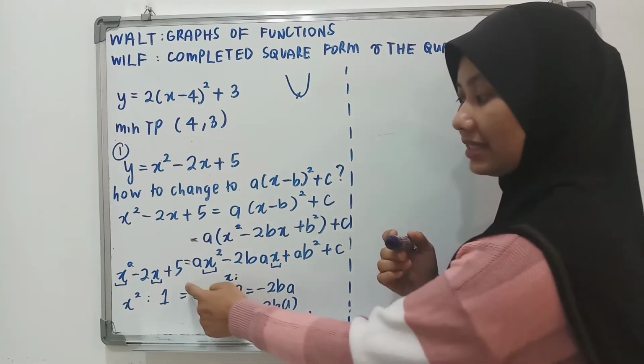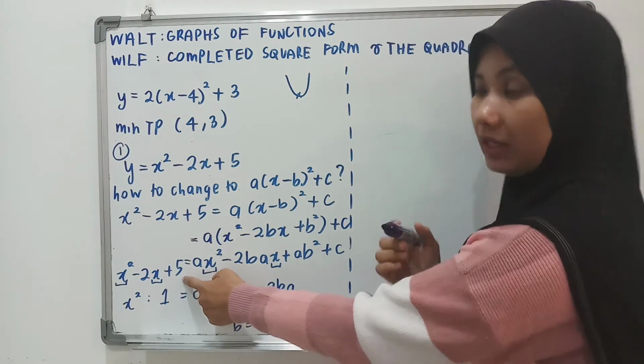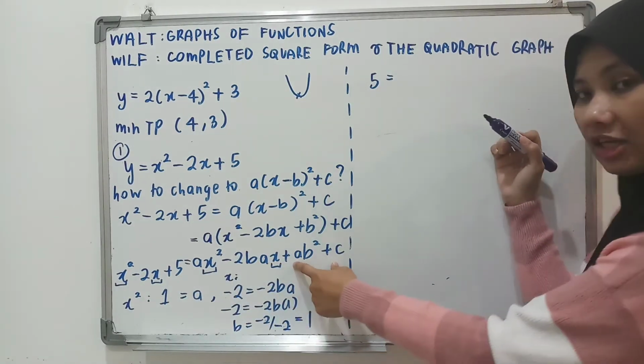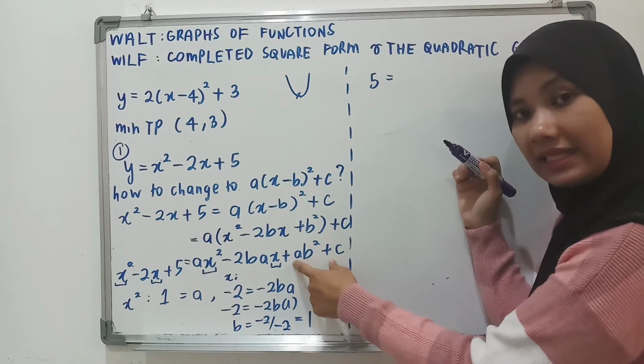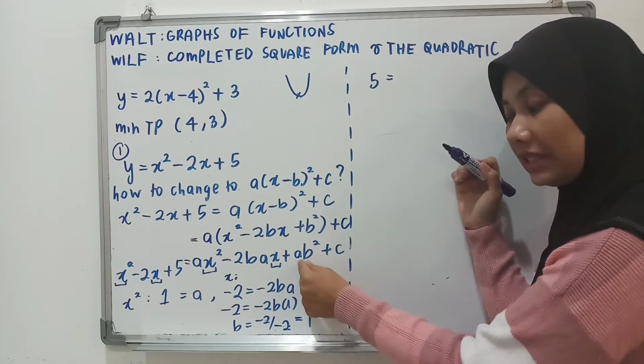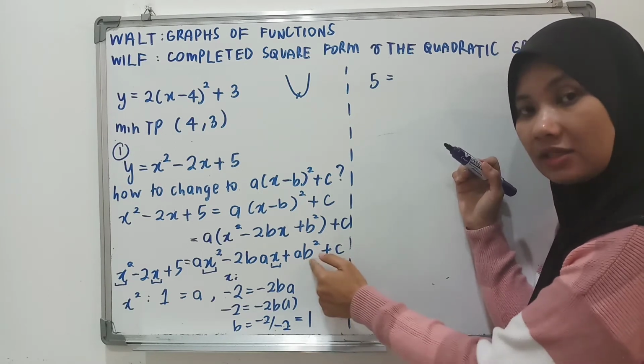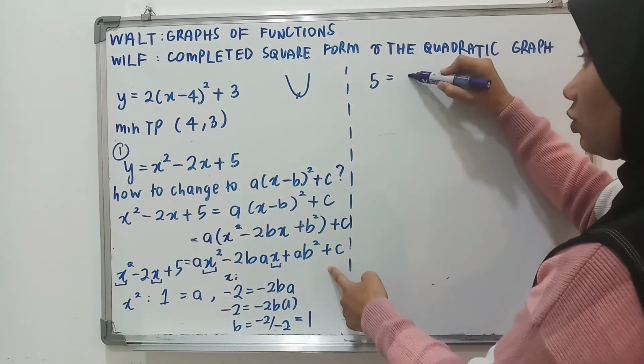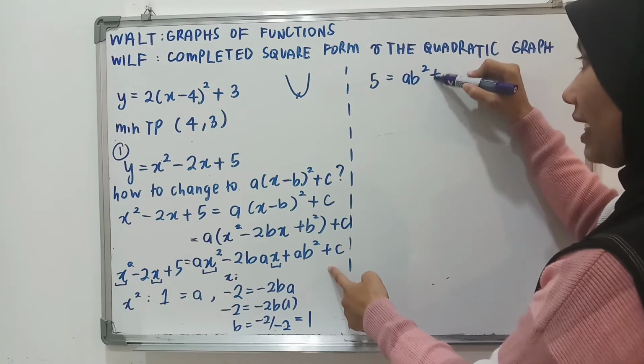So from the left hand side, this is the only number. So put 5 equals to right hand side, that is the constant. We have two constants here. Why? Because both terms are without x. So this is the constant, this is also the constant. So equals to ab square plus c.